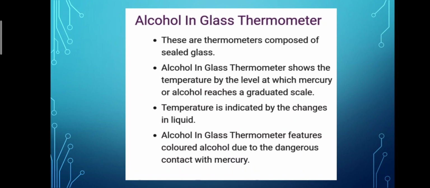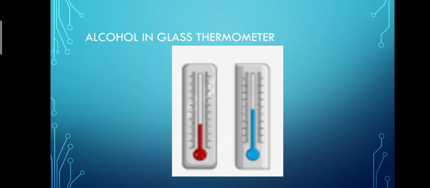Temperature is indicated by the changes in the liquid. Alcohol in glass thermometer features colored alcohol due to the dangerous contact with mercury. It is an alcohol in glass thermometer.